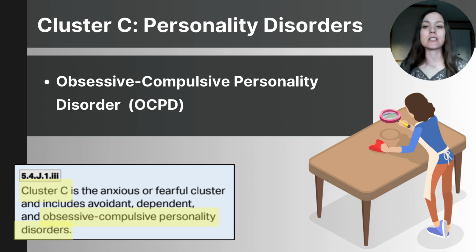Another is inability to discard worthless objects, even those without any sentimental value. Another is unwillingness to delegate tasks unless done exactly their way. Another symptom is not wanting to spend on oneself out of fear of wasting money. Another is having very rigid and stubborn personality traits that resist change.